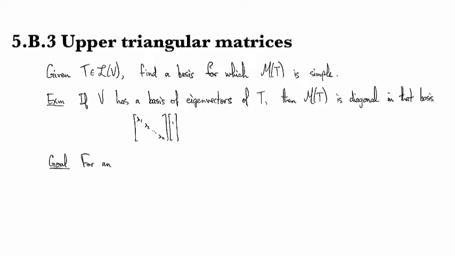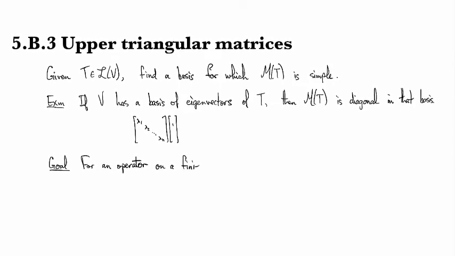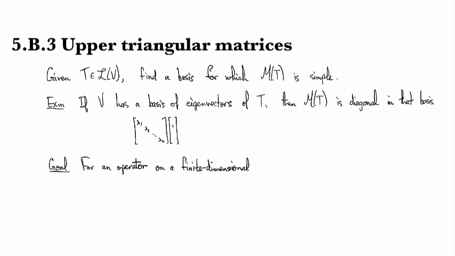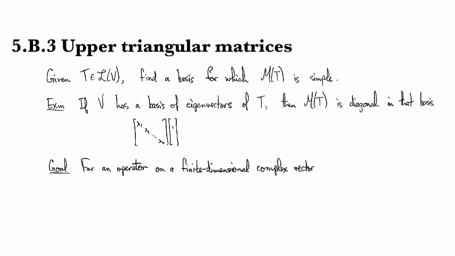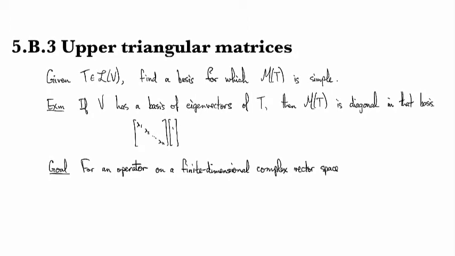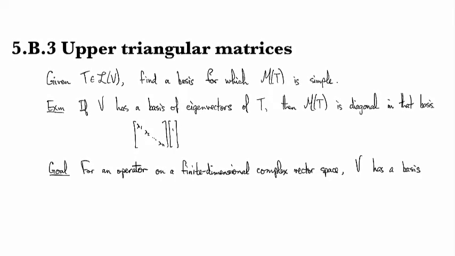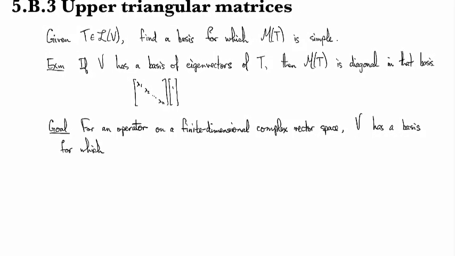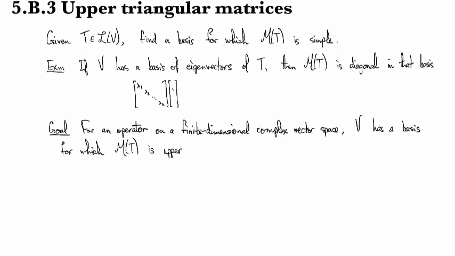for an operator on a finite dimensional complex vector space V, there is a basis for which the matrix of T is upper triangular.